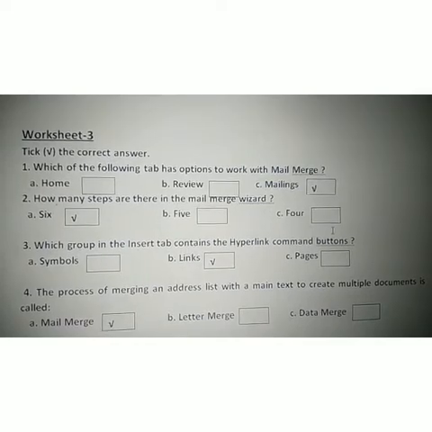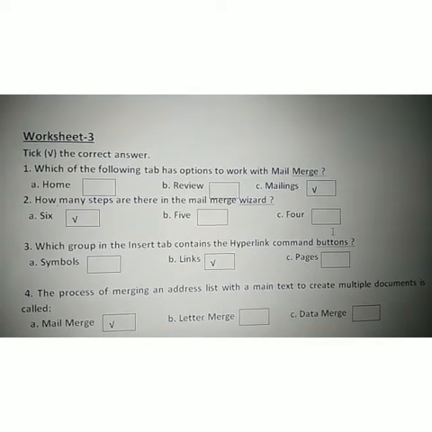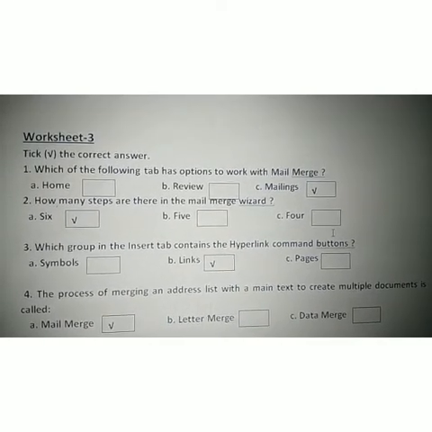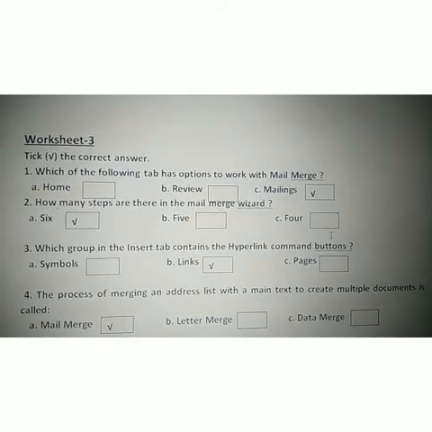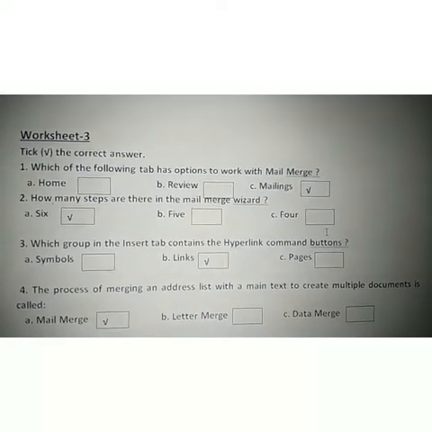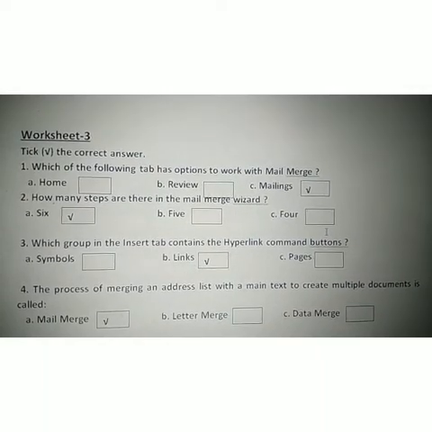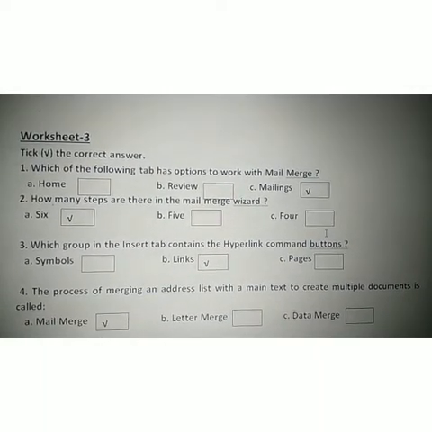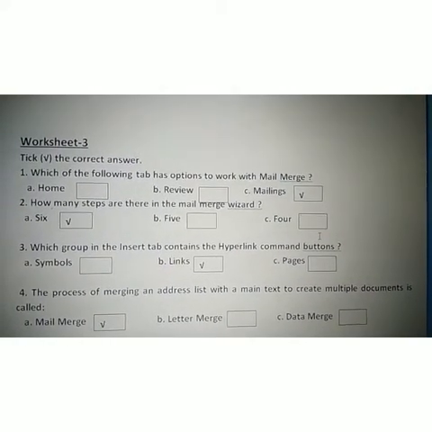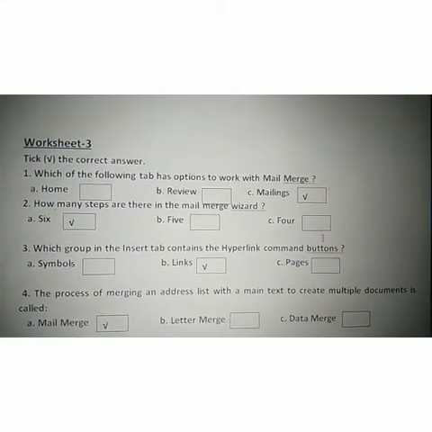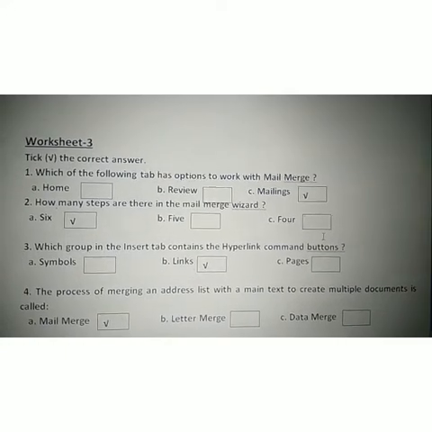Then second, how many steps are there in the mail merge wizard? Students, we discussed six steps. So the answer is A, 6. Third, which group in the Insert tab contains the hyperlink command button? The options are Symbols, Links and Pages. So the answer is Links. We use the hyperlink command button in the Links group.